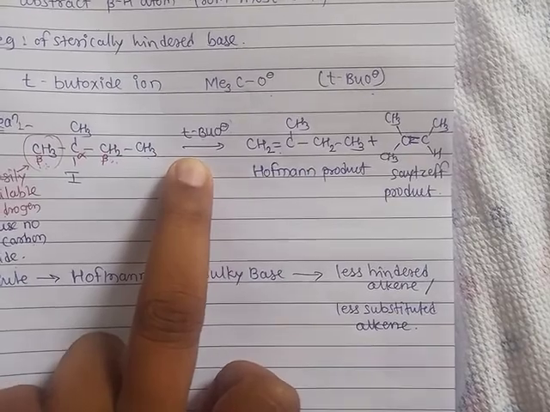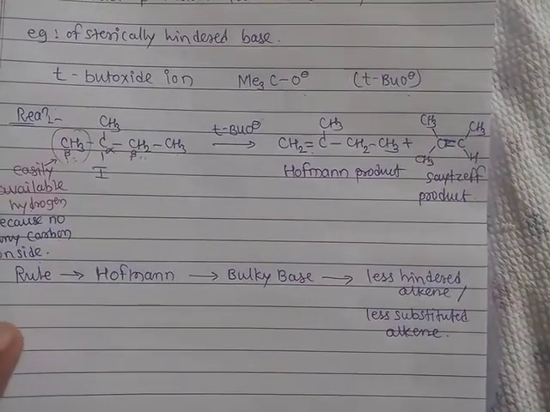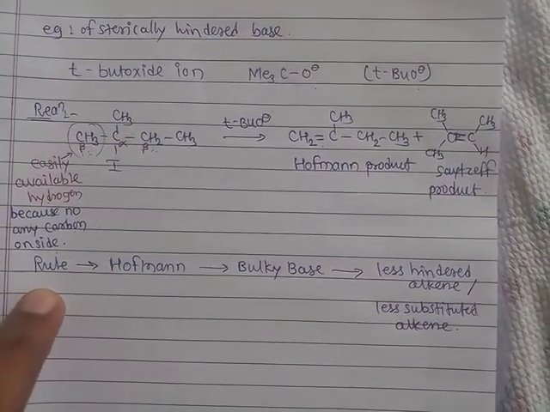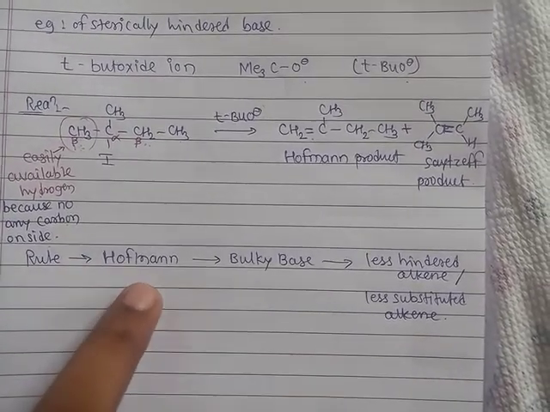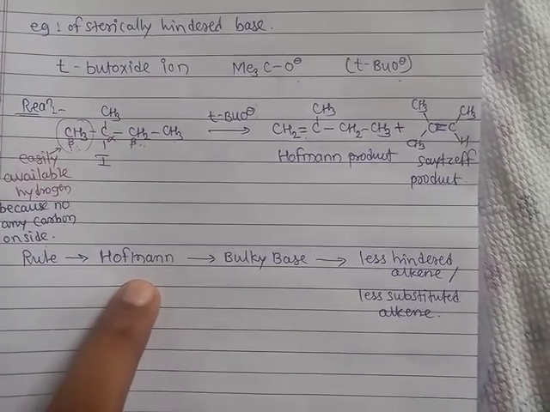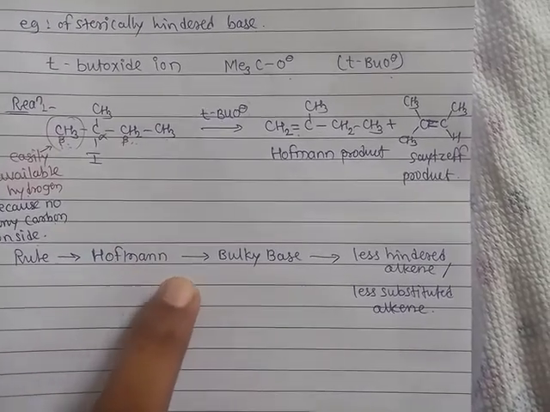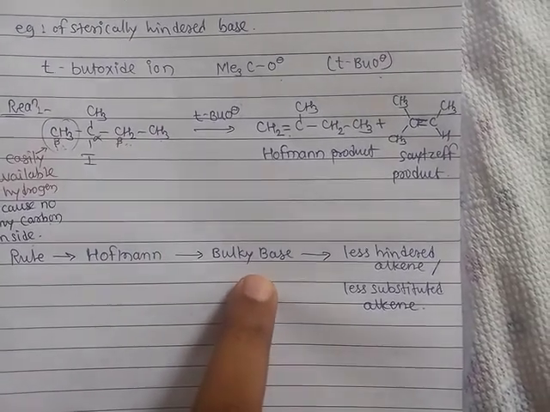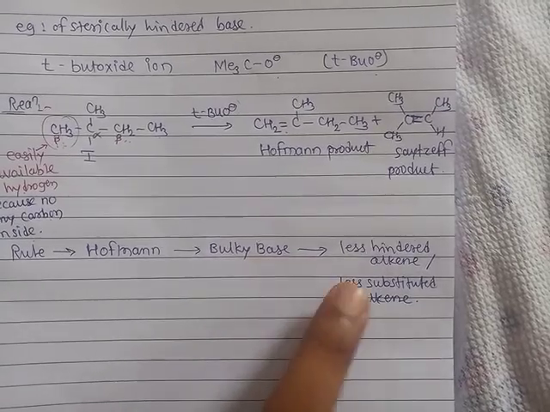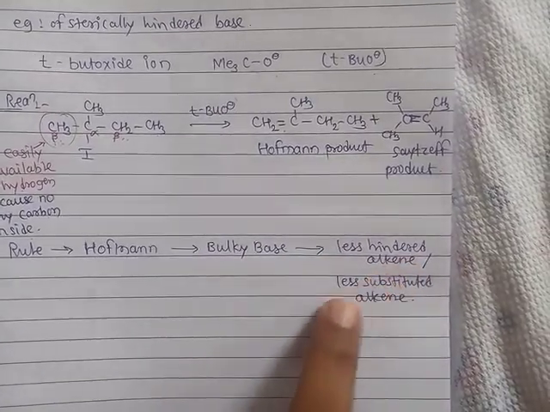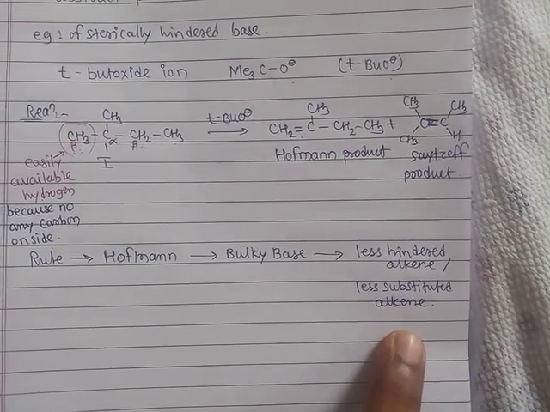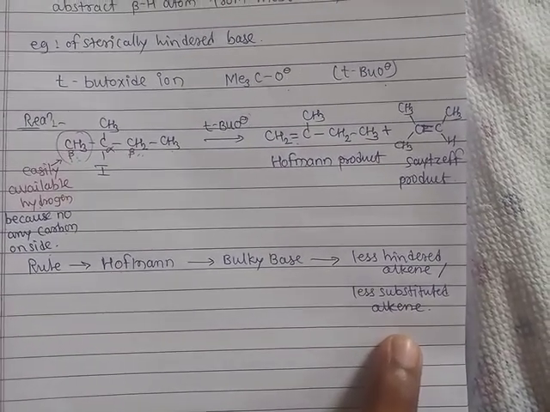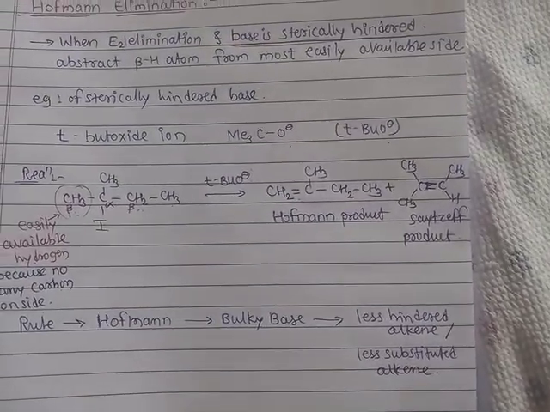Okay, so from this I have written a simple rule for Hofmann elimination. When Hofmann elimination takes place in the presence of a bulky base only, we will get the less hindered alkene or less substituted alkene as the major product. This is overall about Hofmann elimination.